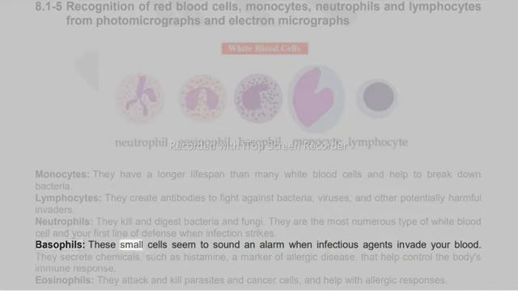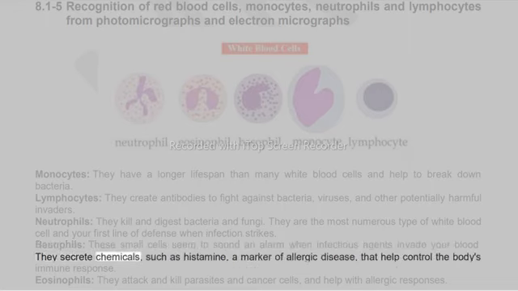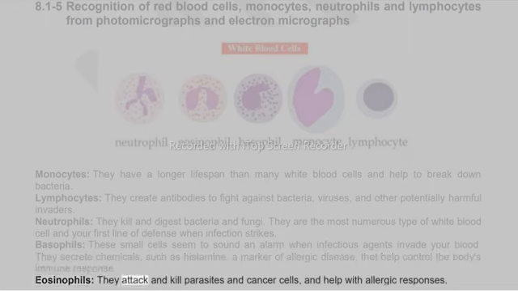Basophils, these small cells seem to sound an alarm when infectious agents invade your blood. They secrete chemicals, such as histamine, a marker of allergic disease, that help control the body's immune response. Eosinophils attack and kill parasites and cancer cells, and help with allergic responses.